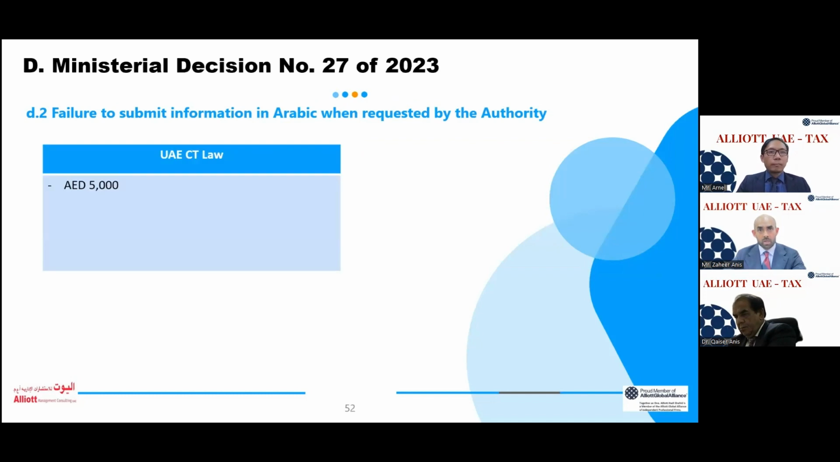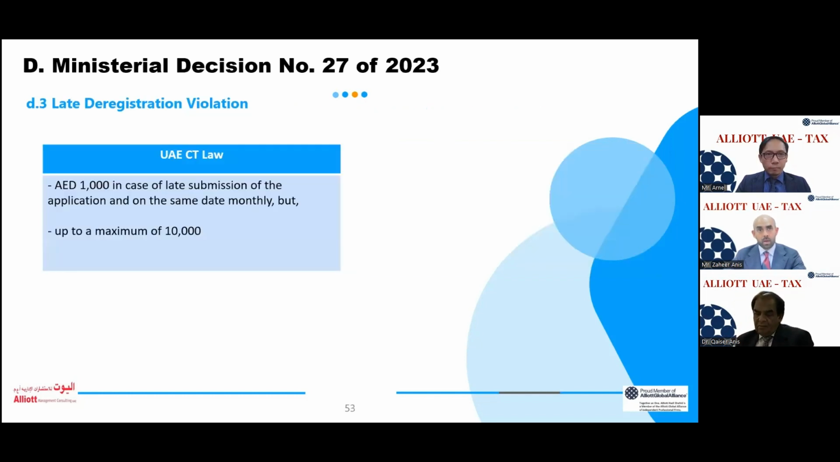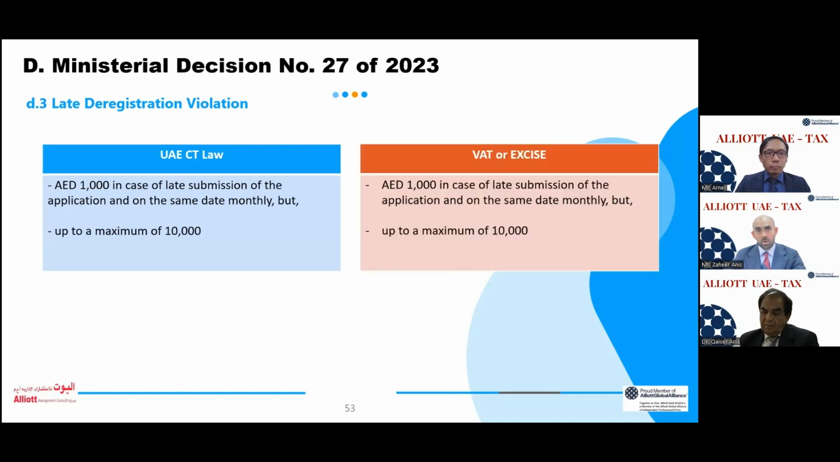Failure to submit information in Arabic when requested is 5,000 dirhams under the corporate tax law, and under VAT or excise, it is 20,000. So here you're seeing corporate tax law is a bit less. Late deregistration: if you have not deregistered in time, this is going to be 1,000 in case of a late submission, and up to a maximum of 10,000. With VAT, it is similarly 1,000 for a late submission, and a maximum of 10,000.